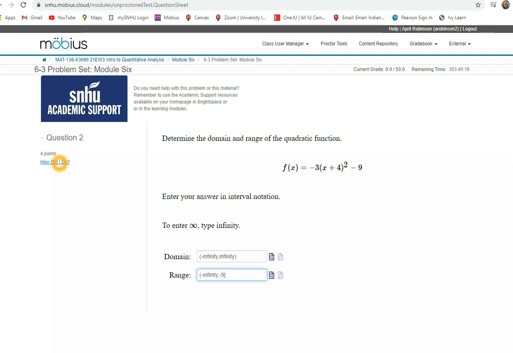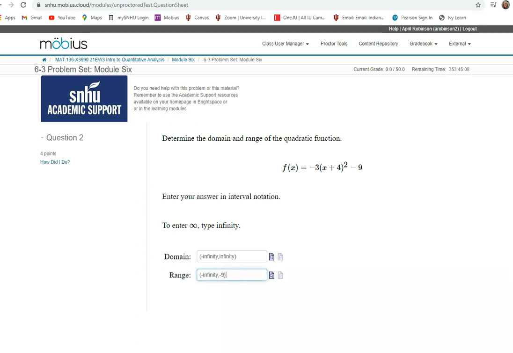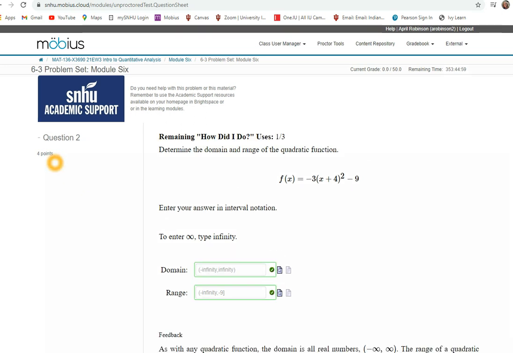And click on how did I do. Oops, I realized I hit my shift when I did it. Look at that. That's not a bracket. That is a brace. Sorry about that. Backspace. Don't hit shift, April. There we go. There's the bracket. And now how did I do? There we go. All right.